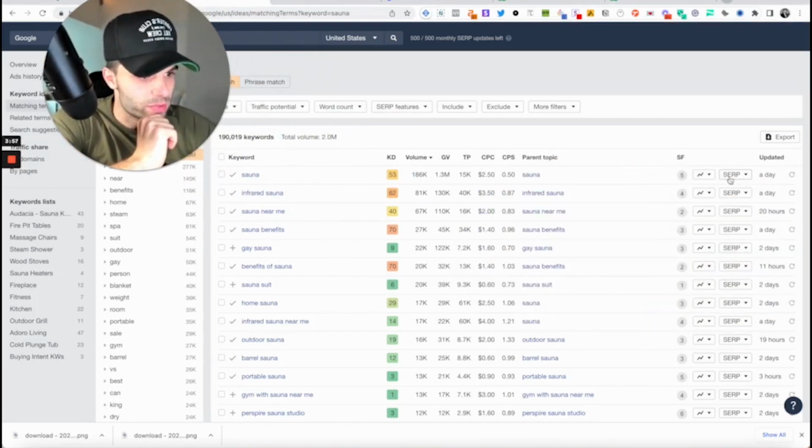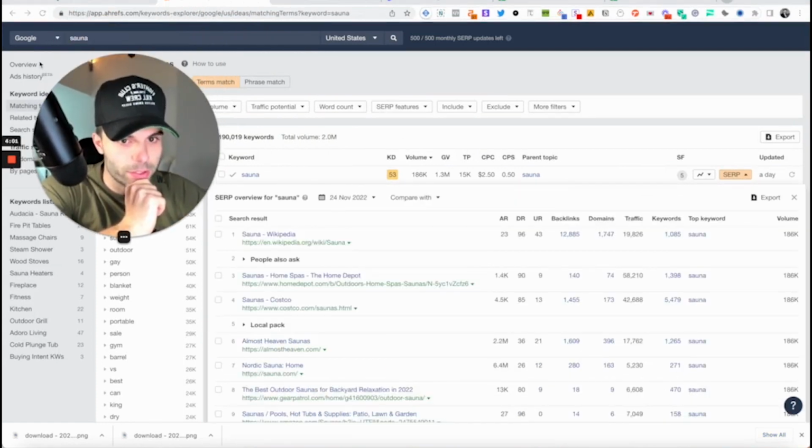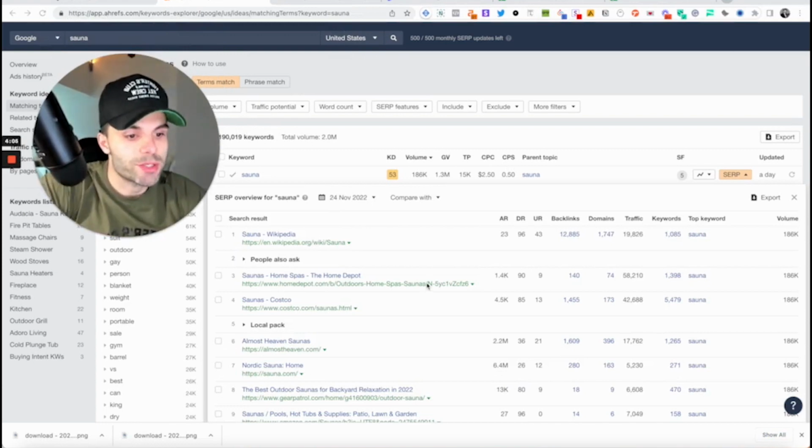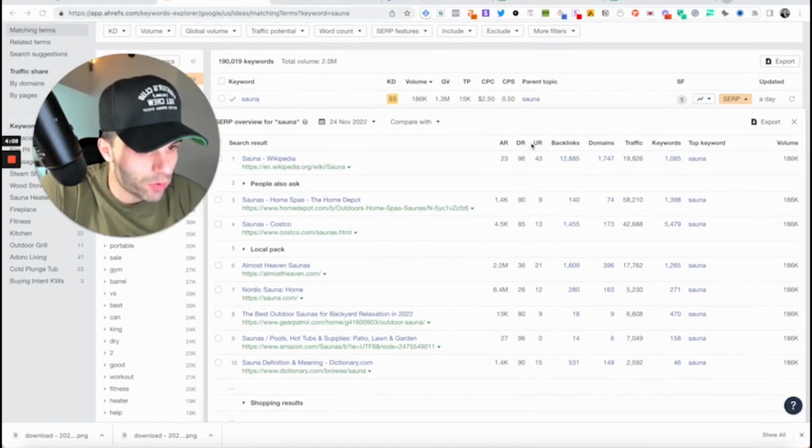So SERP stands for search engine results page. And we can see on Google, United States, what websites show up on the top result. All of these websites on page one have extremely high domain ratings: 96, 90, 85. These ones are actually quite low, but they have literally sauna.com in the URL.